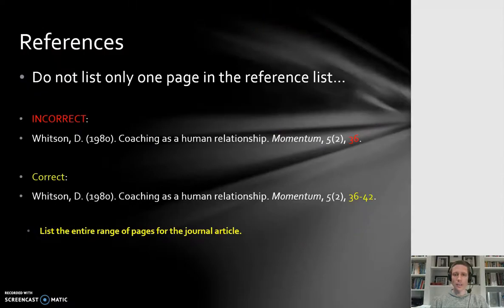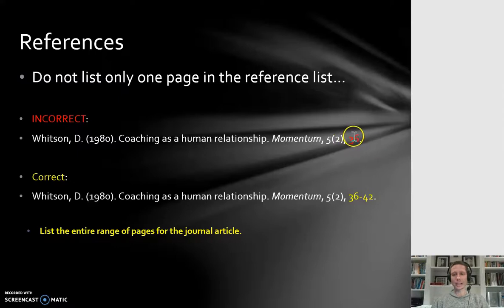Don't care. For some reason, in the reference list, sometimes what I will see is students will, this is the author's last name, their first initial. Notice where the periods are, the year. This is the title of the article. Notice how C is the only capitalized word. Everything else is lowercase. Momentum is the journal name. It's italicized. The volume is italicized. No spaces in between. This is the issue. So issue 2 is in parentheses, comma.